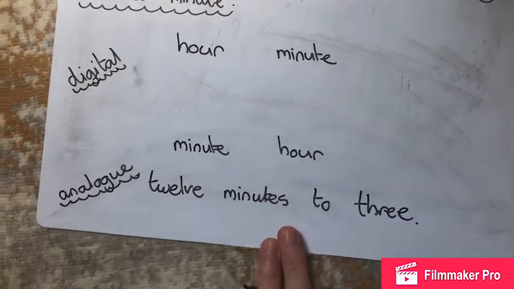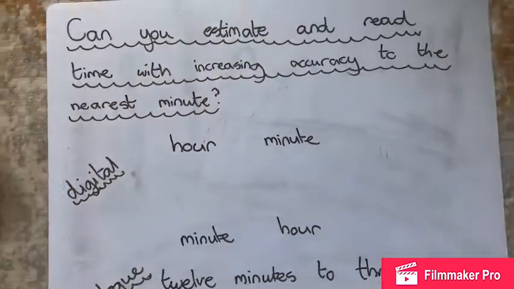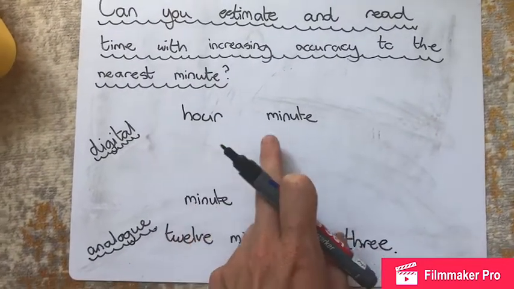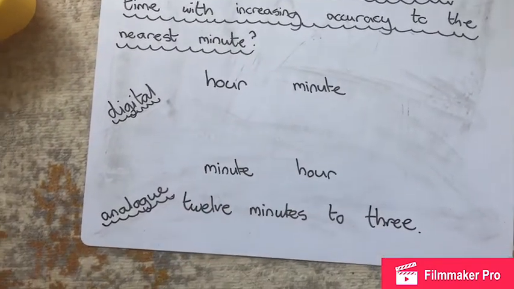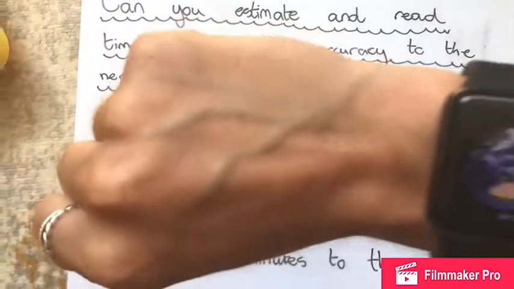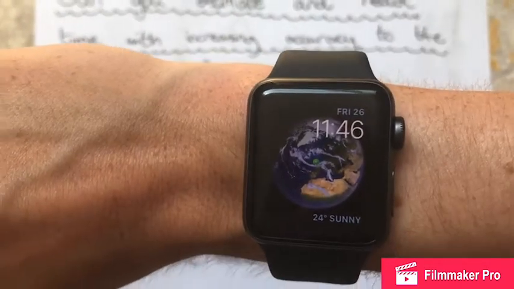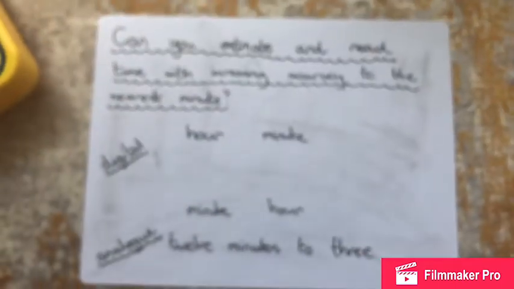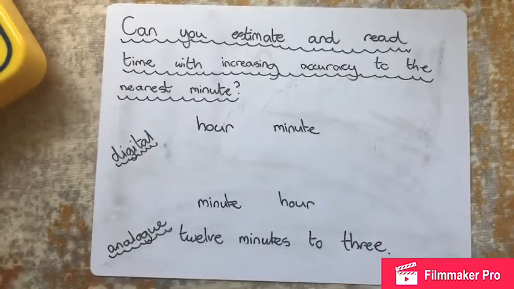So if we were writing in digital, it's a little bit confusing because we would write the hour first and then the minute. So if I can show you on my watch here, it's 11:46. So we've got the hour is 11 and 46 is the minute.